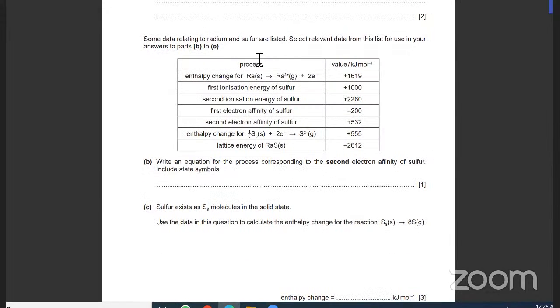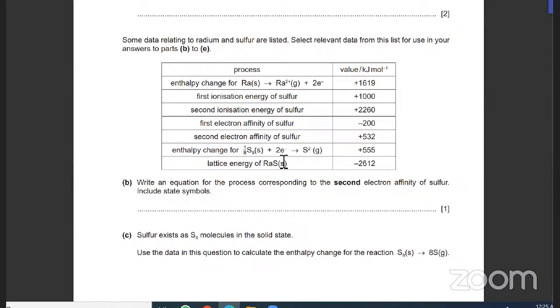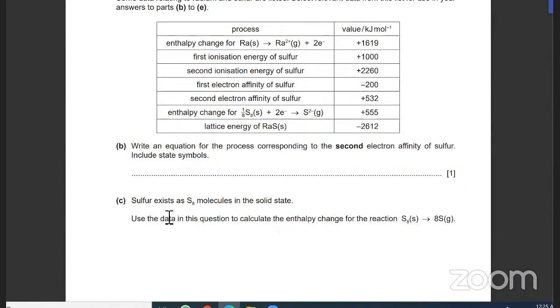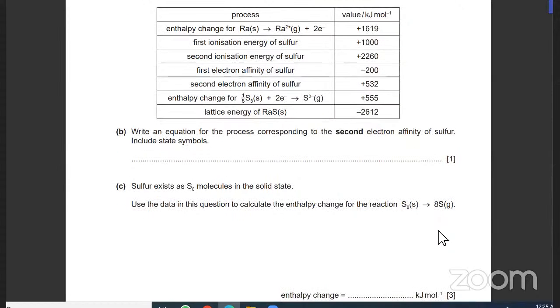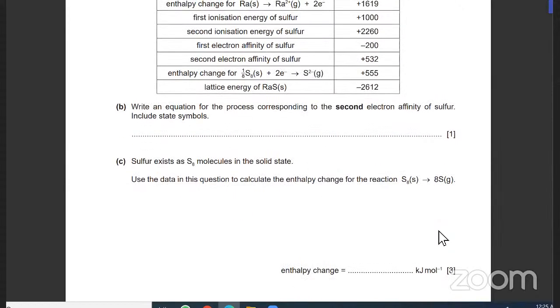Is it this one? Yes. Actually, sulfur exists as S8 molecules in the solid state. You're talking about this one, right? Use the data and calculate the enthalpy change for the reaction of S8 to 8S, right? So, what do you do first?